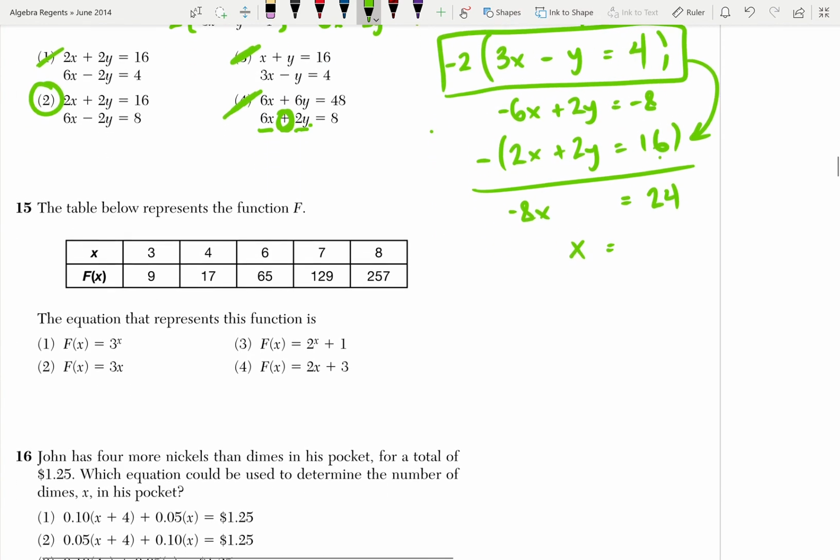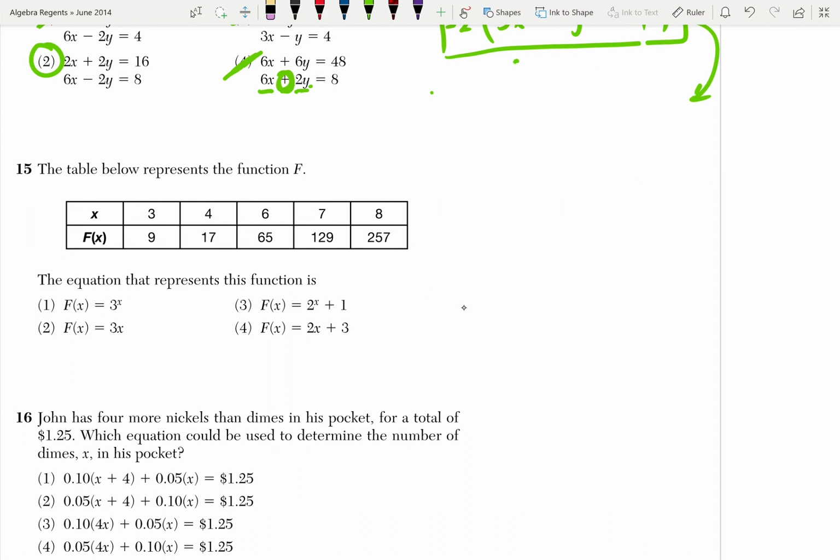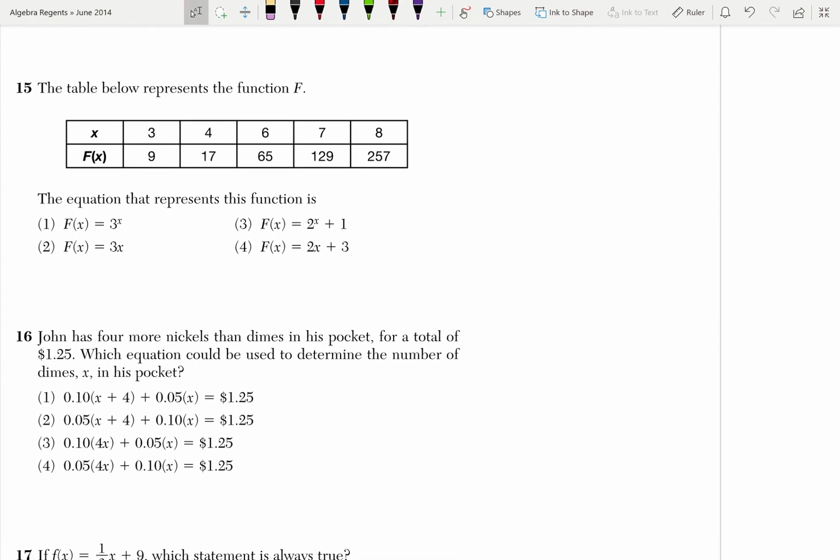Let's go and look at question 15. Question 15 says the table below represents the function f. We have this table, and we have x and f of x values. The equation that represents the function is which of these?